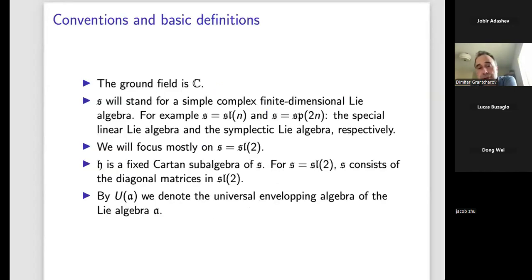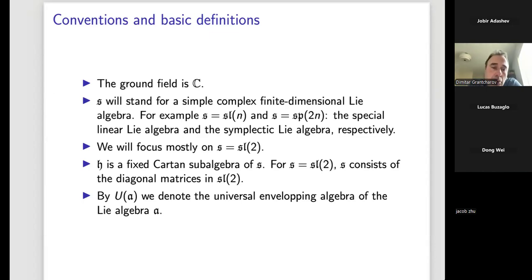Let me start with the setting. The ground field will be the complex numbers all the time. We will focus on SL2, the three-dimensional complex Lie algebra, for most of the talk. But in the beginning, I will mention a few general facts, definitions, and results, mostly on arbitrary simple finite-dimensional complex Lie algebras.